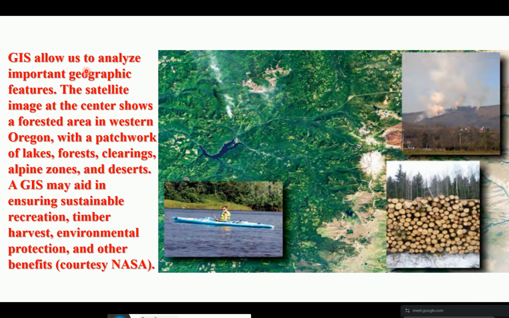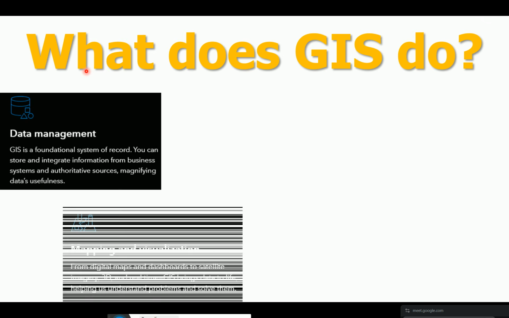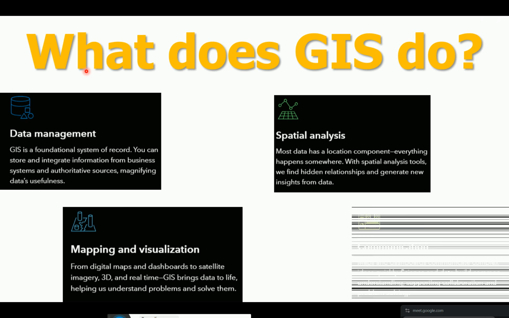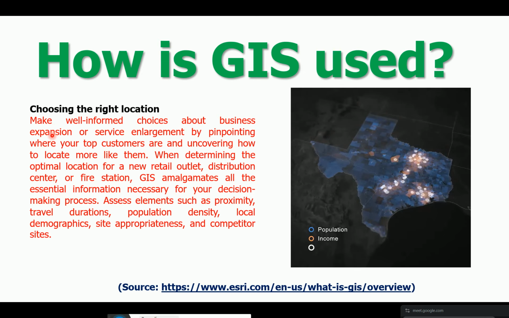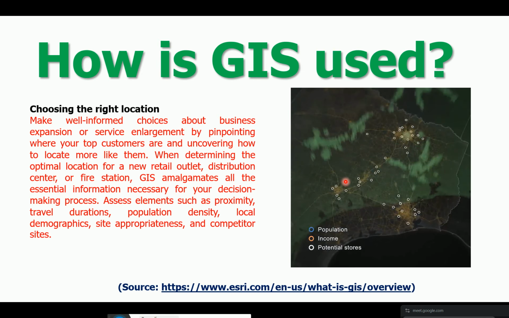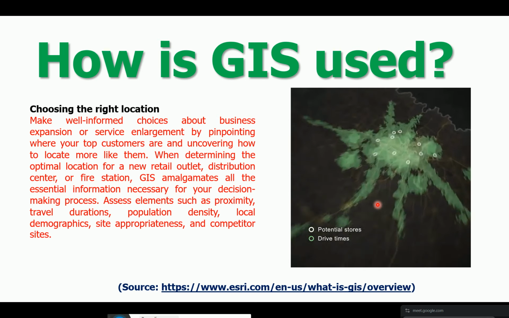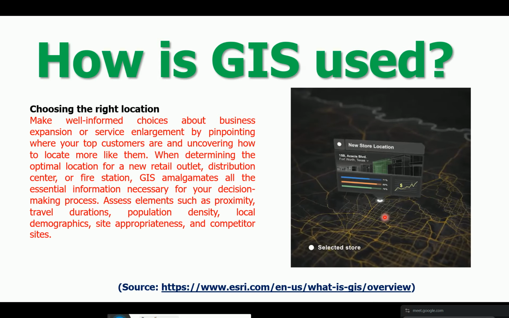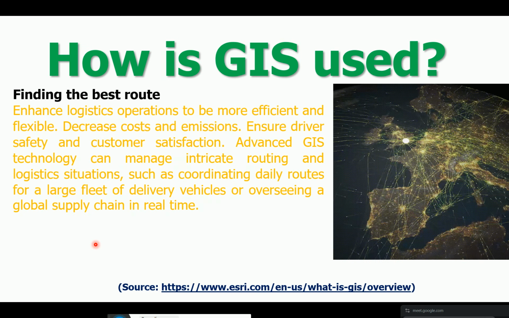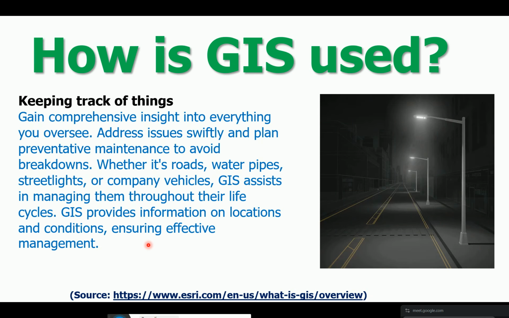This is another example for GIS. What does GIS do? Data management, mapping and visualization, spatial analysis, and communication. And how can GIS work? Choosing the right location. These are three maps, and see how it is animated to locate your potential store with the help of GIS and this selected store. Next is the same kind of example: you can see finding the best route and keeping track of it.